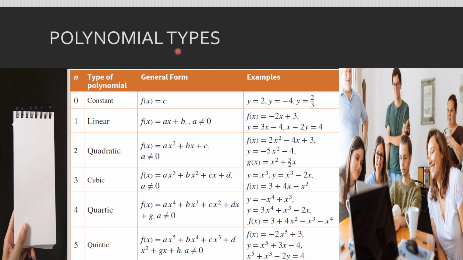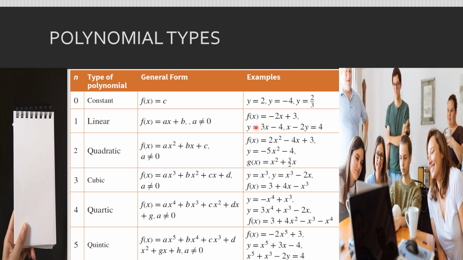Let's go to the polynomial types here. Here we have a table identifying the polynomials, their degree, and type. So we have the constant term here, f of x equal to c. Example, we have y equal to 2, y equal to minus 4, y equal to 2 on 3. That means that this polynomial has only a constant term. We have the linear term, which is of the form f of x equal to ax plus b, where a cannot be 0. The moment a becomes 0, it becomes a constant term.